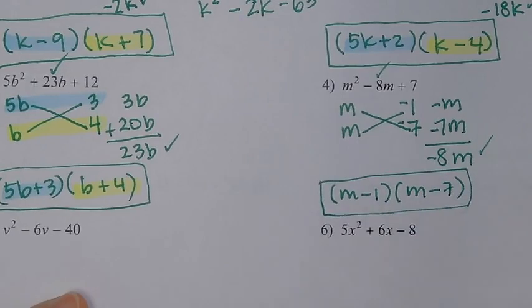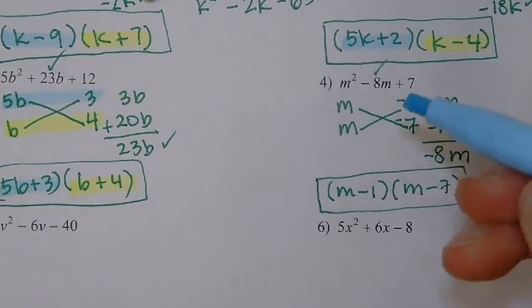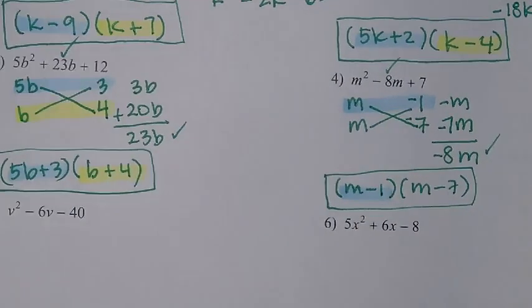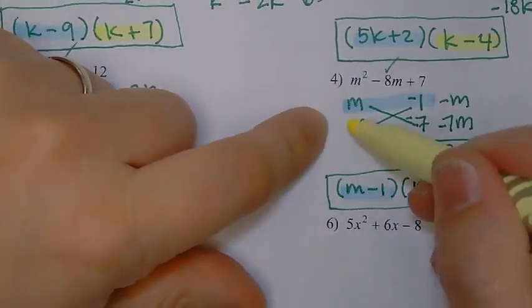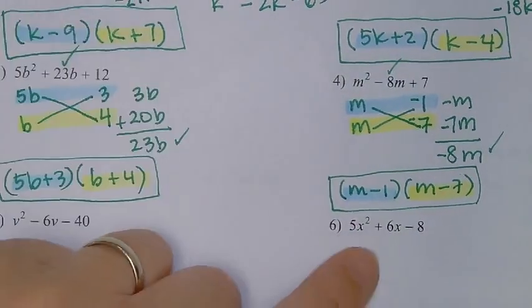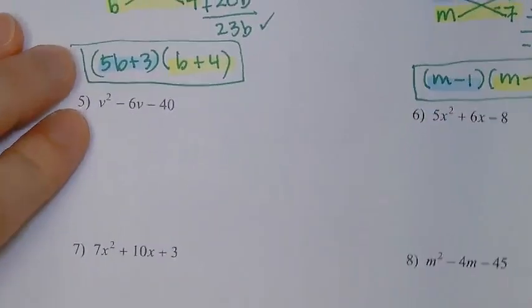There's our answer. Again, going straight across. Honestly, if you did the crisscross here, it really wouldn't give you a different answer, since they're both m's, but it's not good practice because that's not what we mean. Okay, so always go across. All right, number 5.